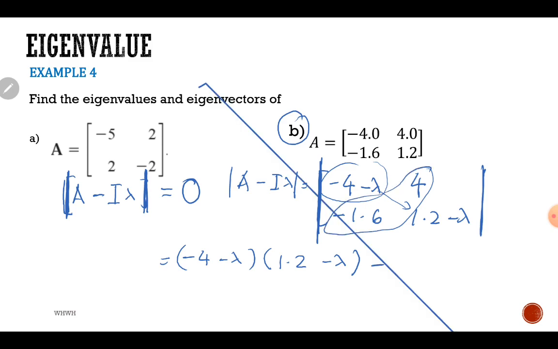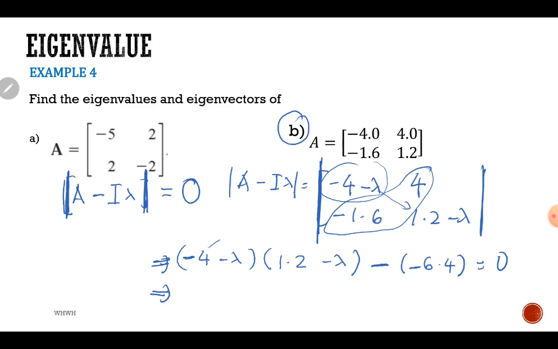Negatif tolak ni, I notice that many of you make a careless mistake masa matrix dalam test 3 baru ni. Because of the polarity negative and positive, you make a careless mistake. So negative 6.4 equals to 0. Negative ni nanti akan jadi apa? Okay, so here we get negatif 4 darab dengan 1.2 is negative 4.8. Then plus with 4 lambda. And then minus with 1.2 lambda plus with lambda square plus 6.4 sama dengan 0.